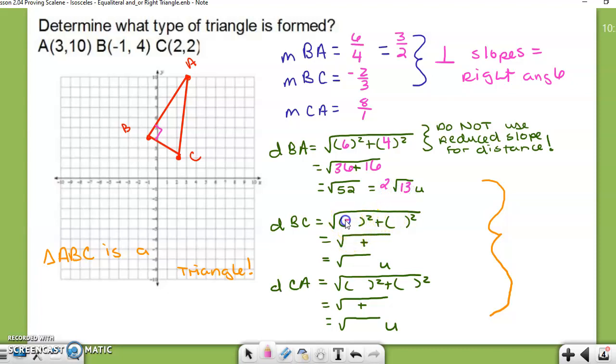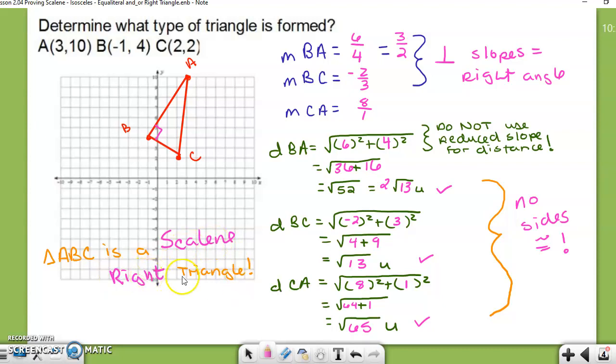Okay, for BC, I've got a negative 2 and 3. It's root 13 units. And for CA, I have an 8 and a 1. So when I compare these to 2 root 13, just root 13, and root 65, I have no sides congruent. So ABC is a scalene right triangle. No sides congruent, but does contain a right angle.